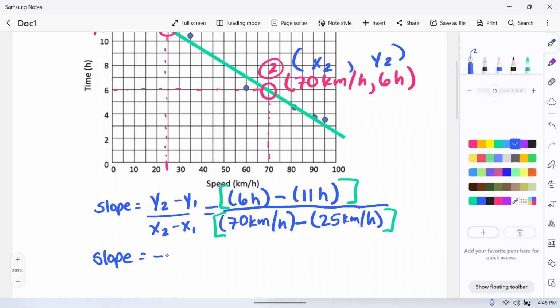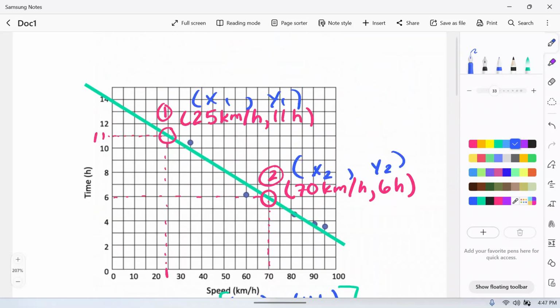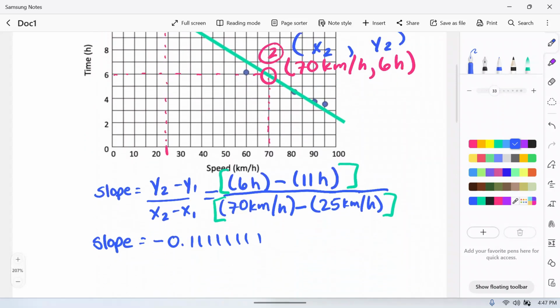Now this gives negative 0.11111111111. So that doesn't make any sense. When you go back and look at the data table, which I don't have in here now, my speed values all had 2 digits. And my times had 3 to 4 digits. So when I do significant figures, I want to round to the smallest number of digits that are in my data. So that is going to be 2.